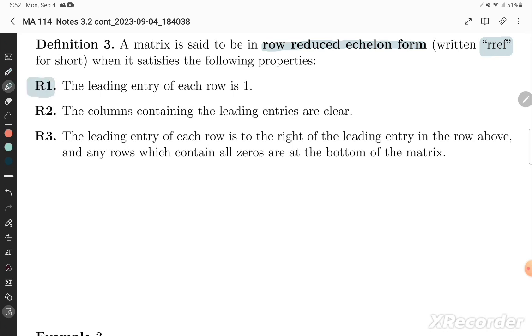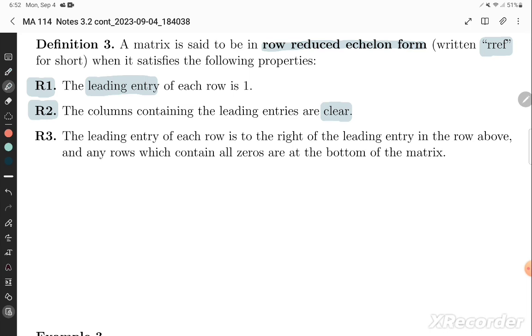R1, the leading entry of each row is 1. R2, the columns containing the leading entries are clear. So we talked about already what it means to have a leading entry and what it means for the columns to be clear. So we need the leading entry for each row to be 1. It can't be anything else, it has to be 1. And the columns for every single leading entry need to be clear.